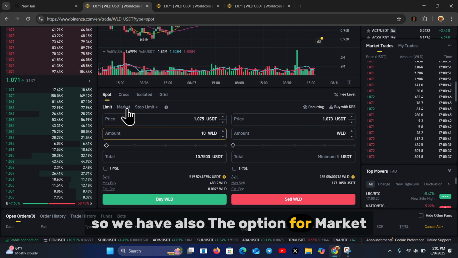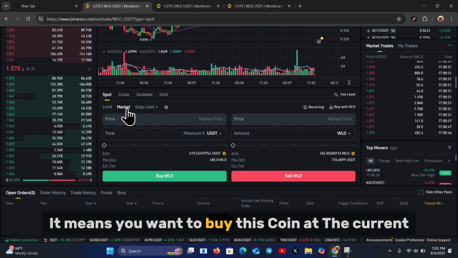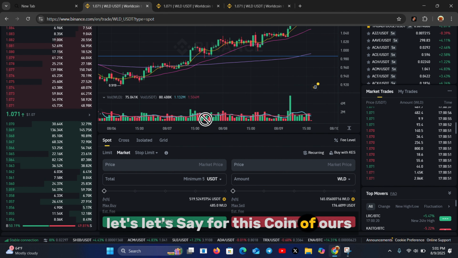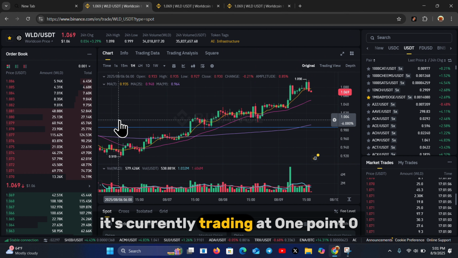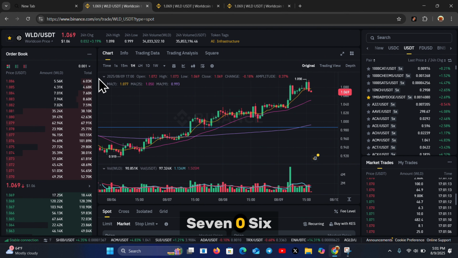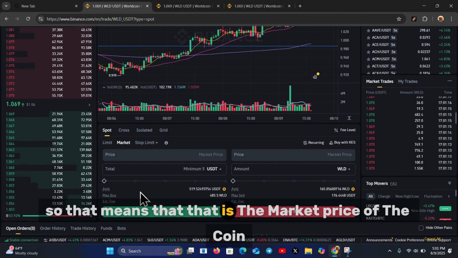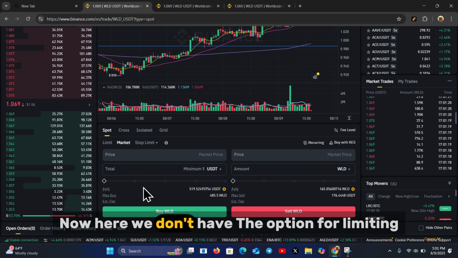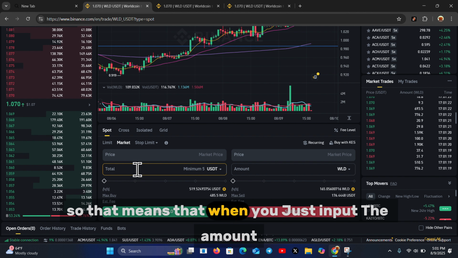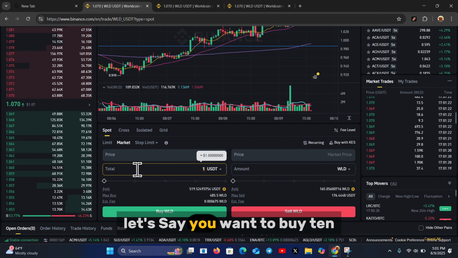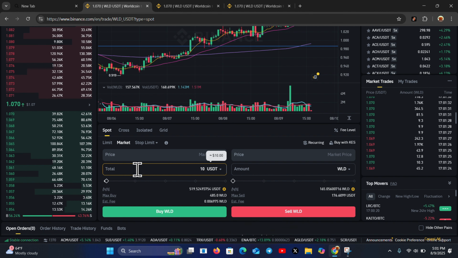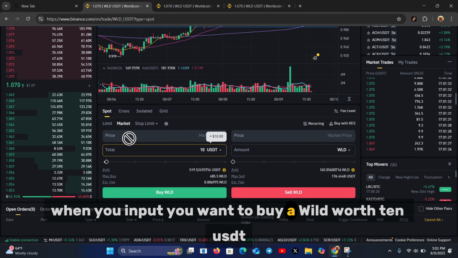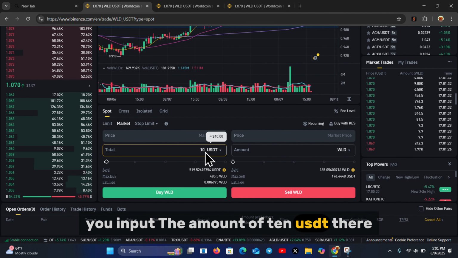We also have the option for market. Market means you want to buy this coin at the current price it's running at on the market. Let's say for this coin of ours, Worldcoin, it's currently trading at 1.0706. That means that is the market price of the coin, so you can only buy it at that price. Here we don't have the option for limiting. So when you just input the amount you want to buy, let's say 10, it will automatically buy according to the price on the market. When you input that you want to buy Worldcoin worth 10 USDT, you input the amount of 10 USDT there.